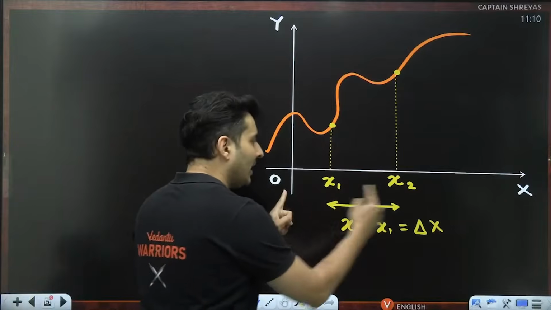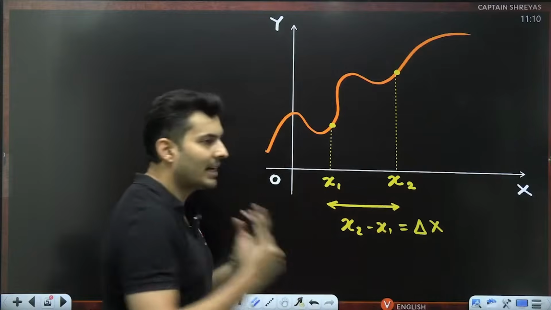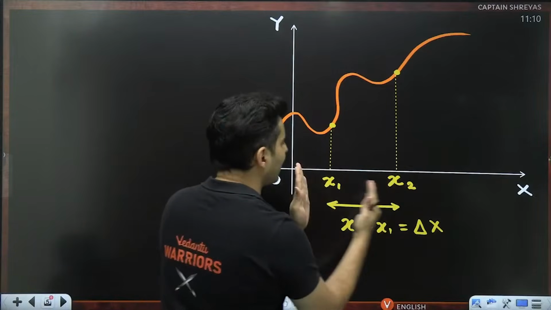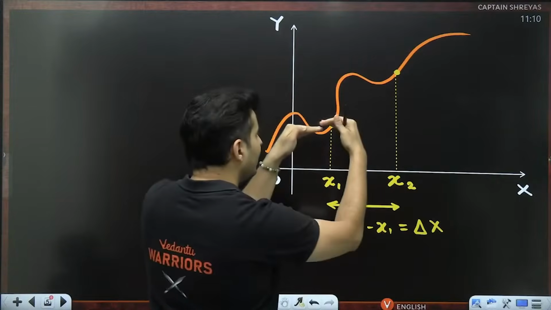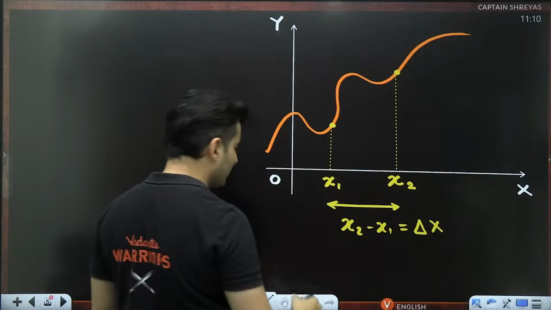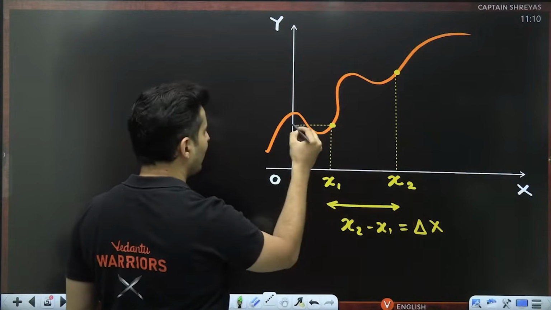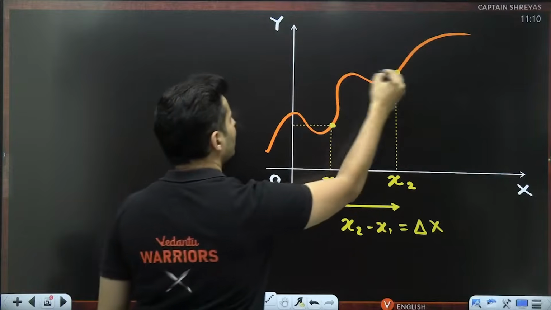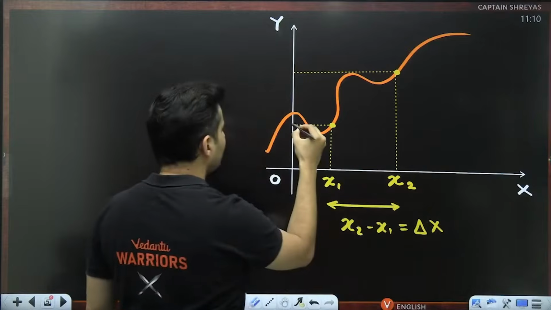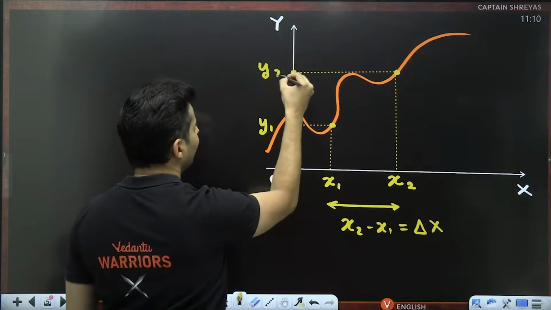So from x1 I have gone to x2, there is a change. This much is the change of the x coordinate. In this region, as the x coordinate changes, even the y coordinate changes. Even the y coordinate is changing, my dear warriors, right? So let's see how much is that y coordinate change. Let me just drop a horizontal line like this as well as like this, and let's see. This point will be y1, this point will be y2.